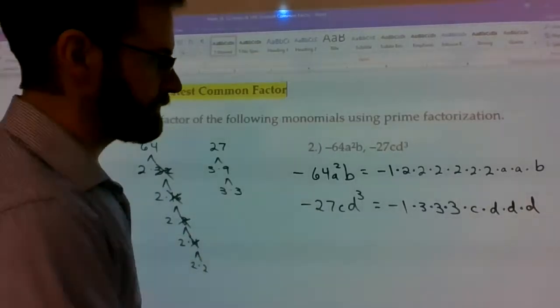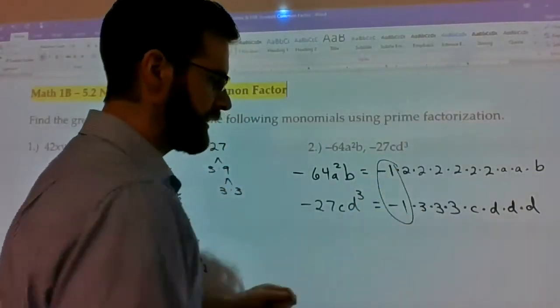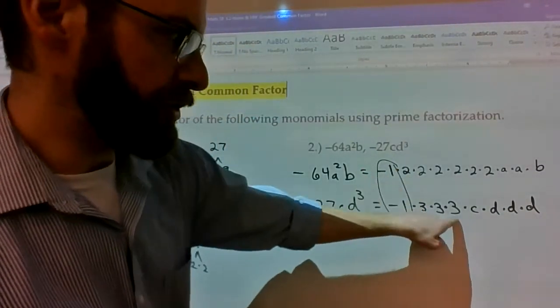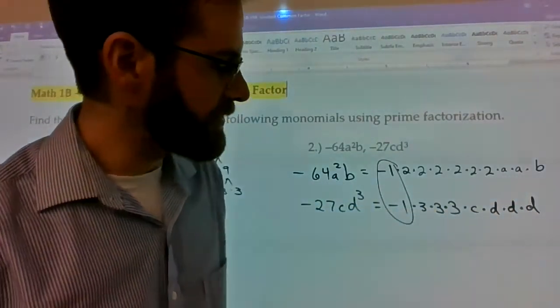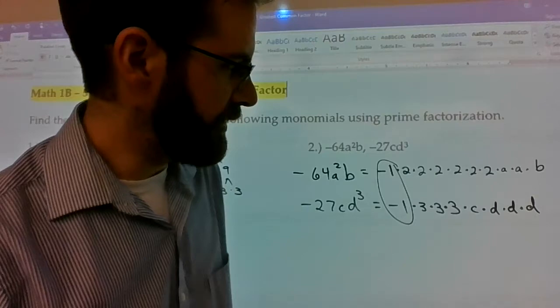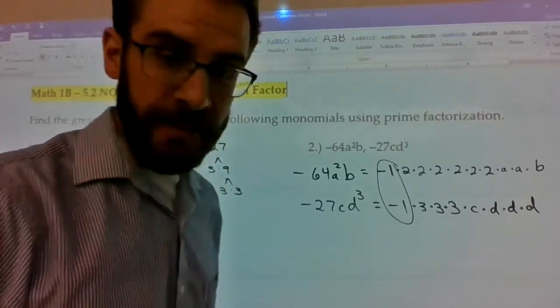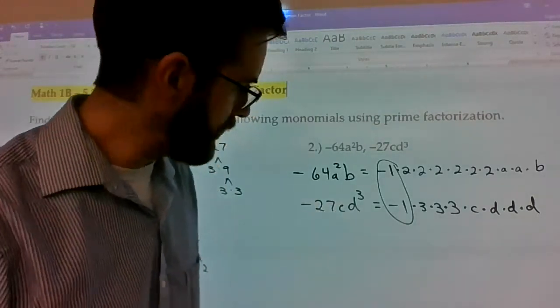All right, they share a -1. They don't share any 2s or 3s. They don't share any A's. And they don't really share any B's either, or C's, or D's. That's it. Just the -1.